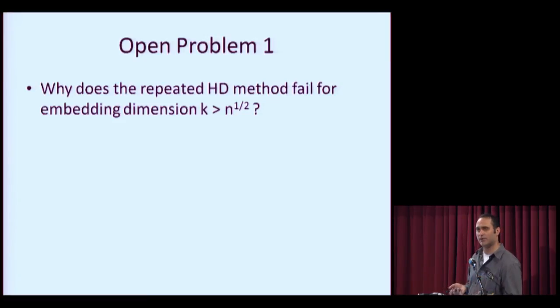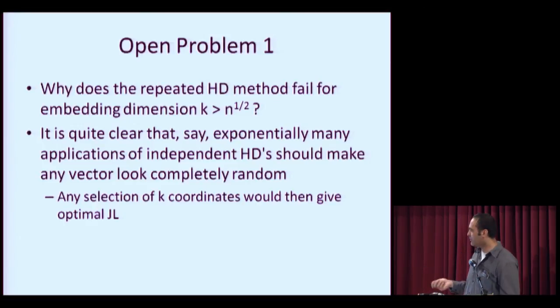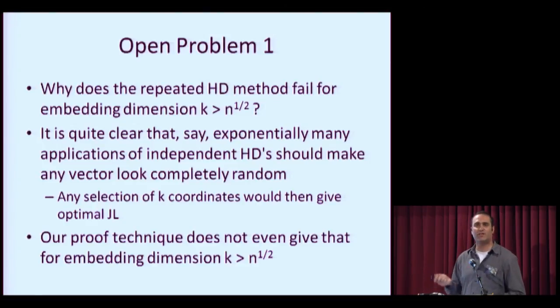So why does this repeated HD technique fail so miserably for k above square root n? In fact, it fails a little bit below square root n. Why is that? It is quite clear to me that if you apply this random transformation exponentially many times, your vector would look like a completely random vector, say a random Gaussian vector. And for such a vector, you can do JL just by choosing the first k coordinates. But our proof techniques don't even give that for k greater than square root n. So obviously, there are some ideas out there that we need to know about. If anybody's interested in an open question, this is one of them.